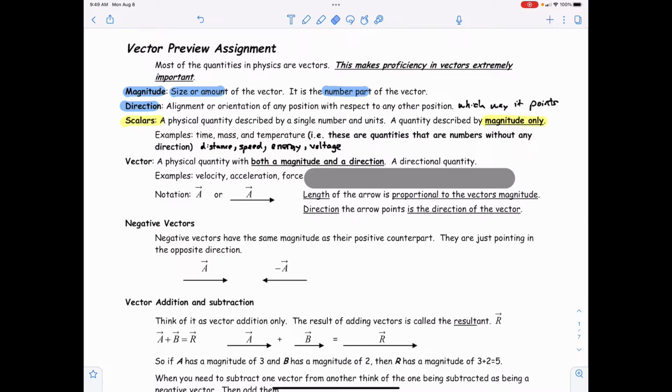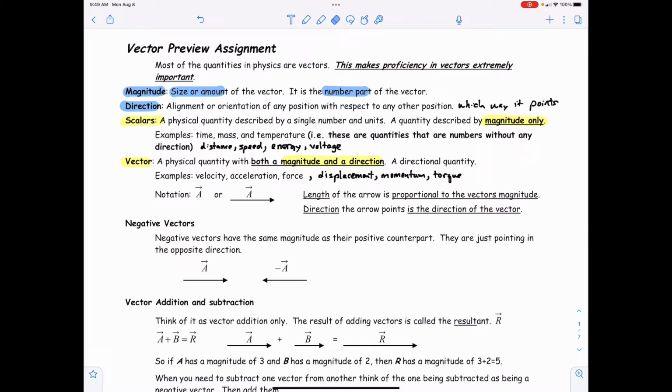Voltage is really related to electrical energy, so those would definitely be connected. A vector is a quantity that is going to have both magnitude and direction. It's a directional quantity. Some examples include velocity, acceleration, force, displacement, momentum, and torque.